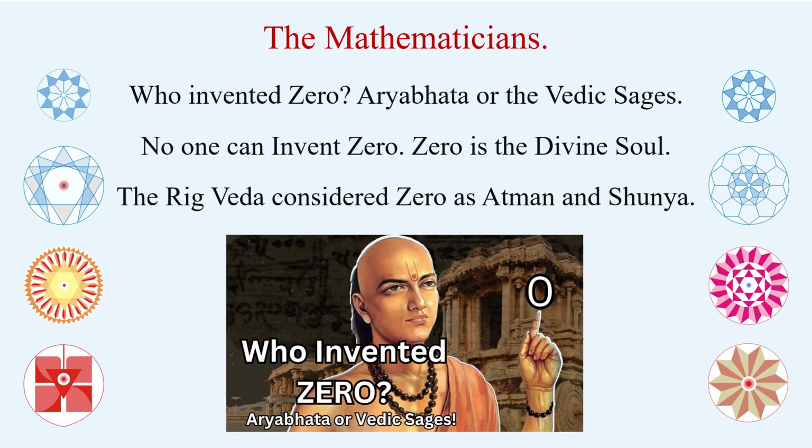Now let me tell you one thing. About the mathematicians who invented zero, such as Aryabhata: the Vedic statement is that no one can invent zero. Zero is the divine soul. Everything starts from zero. And once you know that Atma is Paramatma, everything is zero, only the round figure. And Rig Ved considers zero as Atma and Shunya, and that's it.